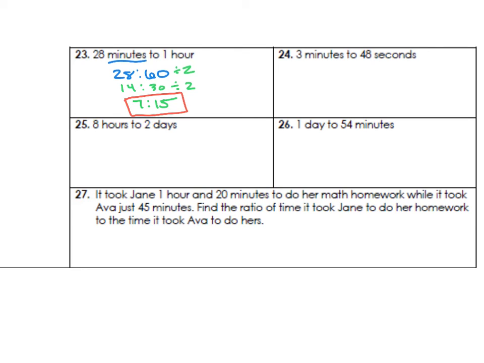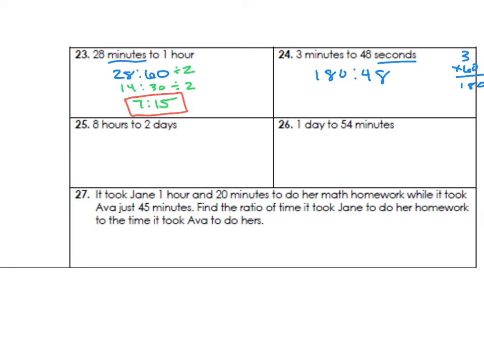Minutes to seconds. Seconds being our smallest one. So 3 minutes times 60 seconds. I have 180. So 180 seconds to 48 seconds. There's our correct ratio.